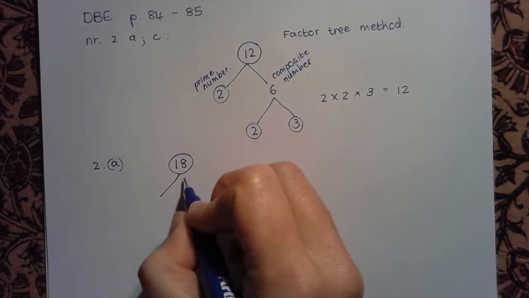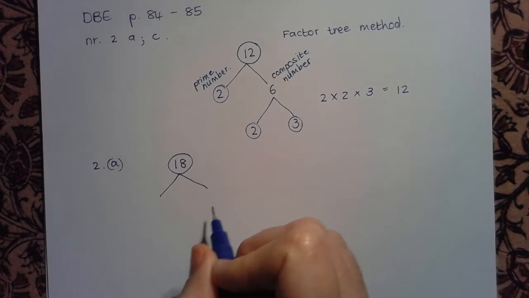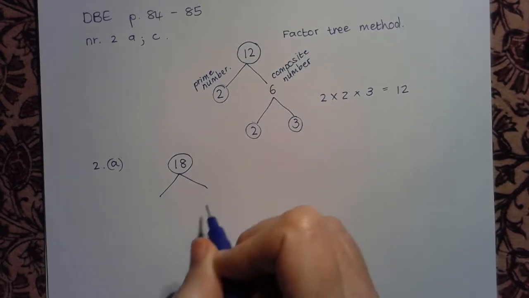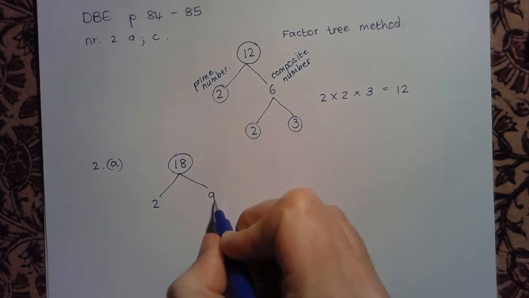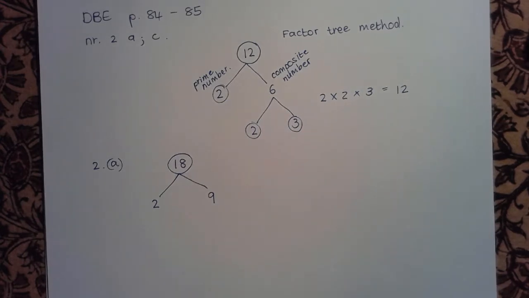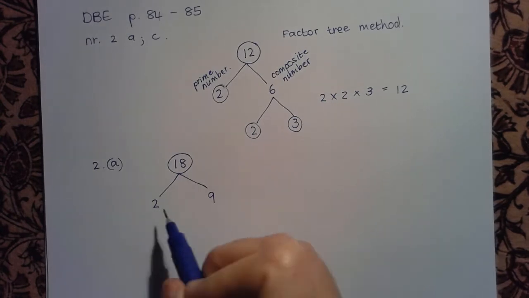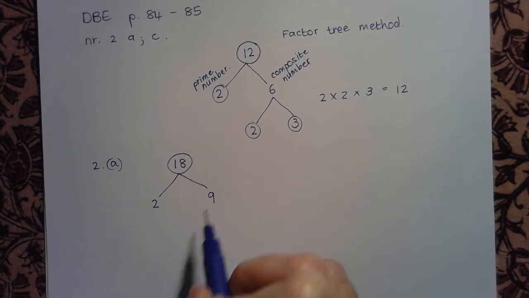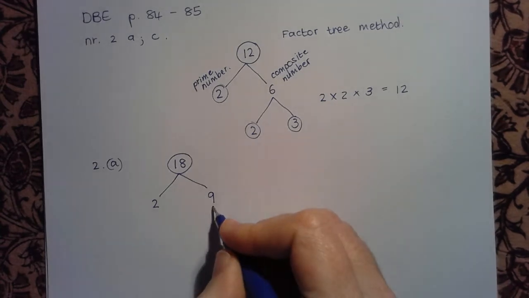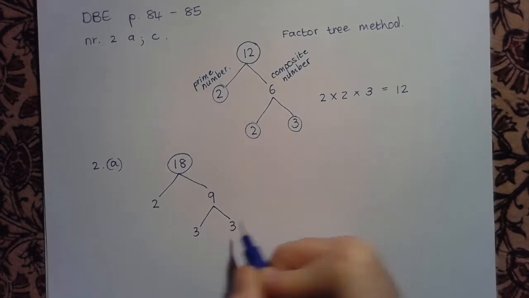So split up 18. What times what equals 18? Again, don't think of 1 times 18 because it's like starting from the top again. You need to break up 18 still. So think of 2 times 9, or you can think of 3 times 6. Okay, so look at the two numbers and ask yourself, is 2 a prime number or not? Yes, it is. Is 9 a prime number? No, it's a composite number. So I can break it up again into 3 times 3.